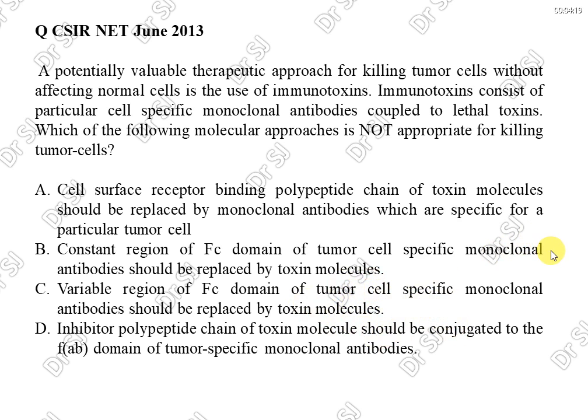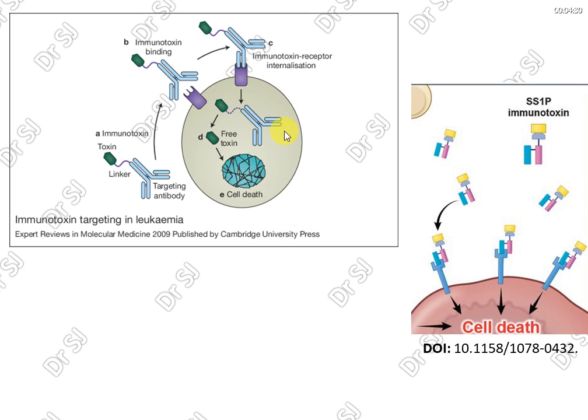And I will show you pictorially how immunotoxins work to kill the tumor cells. In this image you are seeing a monoclonal antibody conjugated with the toxin molecule, and that is specific for a tumor cell. This monoclonal antibody binds to this particular receptor on the tumor cell. So this whole assembly, the immunotoxin, if it gets entry into the cell, will kill the cancerous cells.